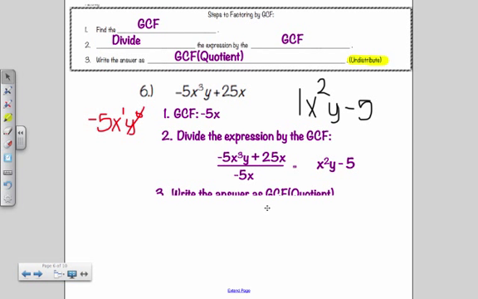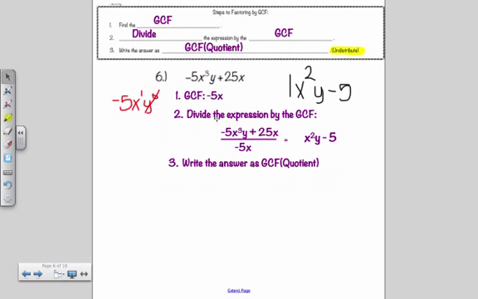Lastly, you are going to write the answer as the GCF multiplied by the quotient. So I'm going to take my GCF, which is -5x, and I'm just going to simply write it on the outside, and then the quotient will go right on the inside. So this will go on the inside of my expression. And this is my answer in factored form.